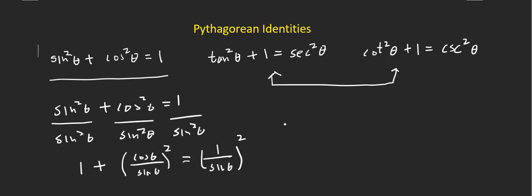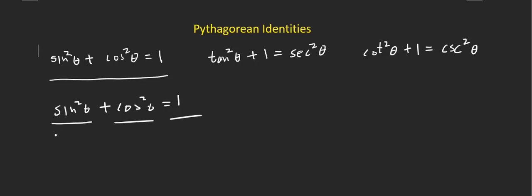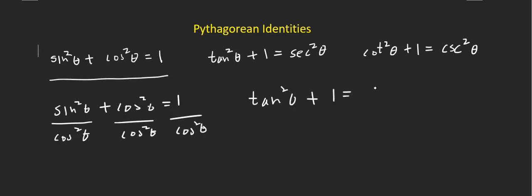So what is that? That becomes 1 plus cotangent squared theta equals cosecant squared theta, which is this right here. Now, instead of sine squared theta, we want to divide everything by cosine squared theta. So what happens when you divide everything by cosine squared theta? You are going to get tangent squared theta plus 1 equals secant squared theta, which is the same thing as this identity right there.